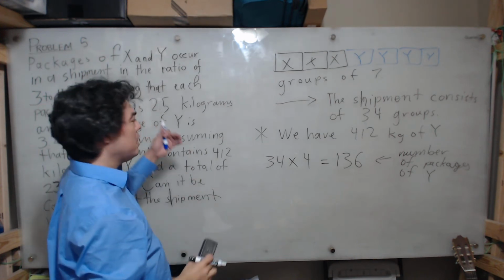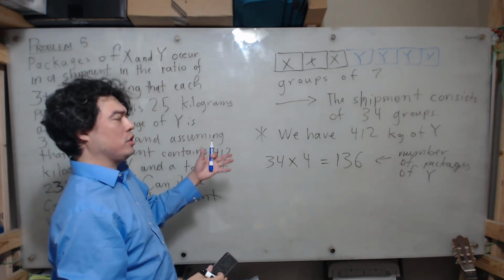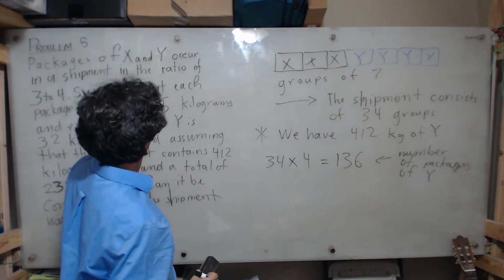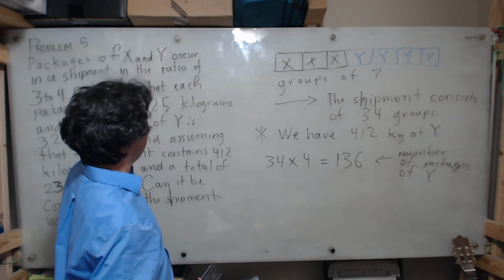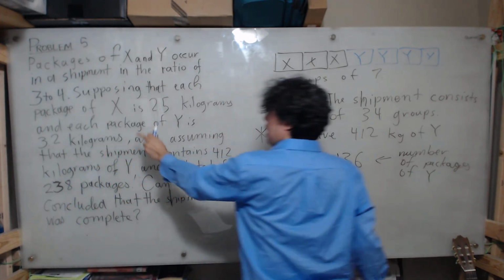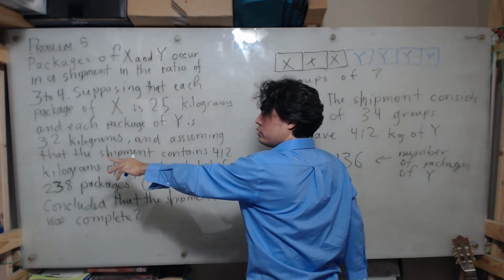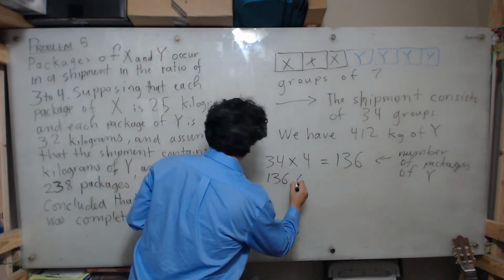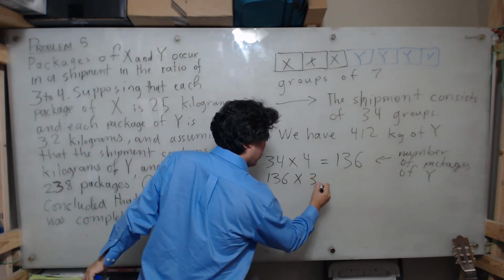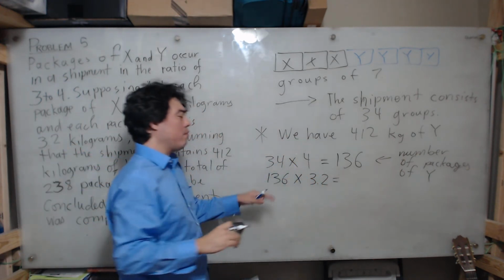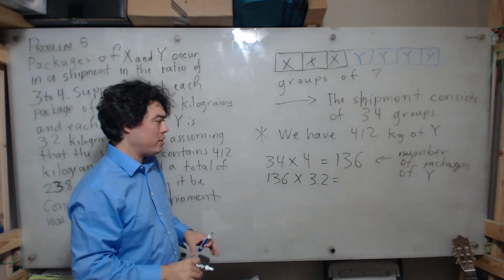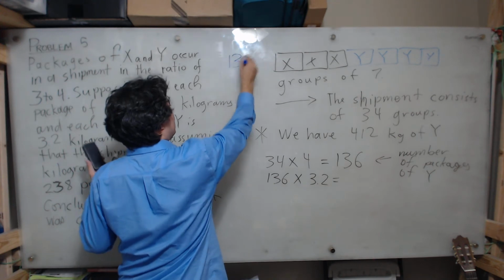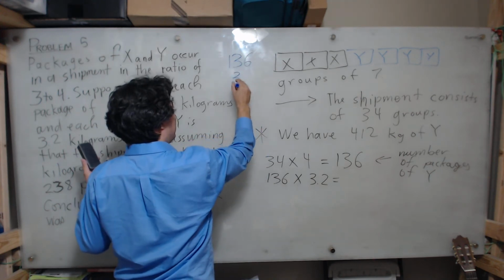Okay. Now I want to know how much in kilograms these packages of Y we expect to be. They tell us that each package of X is 2.5 kilograms and each package of Y is 3.2 kilograms. Aha. So 136 times 3.2, this is going to be the amount of Y we expect to be on this shipment. Okay, let me multiply that over here.